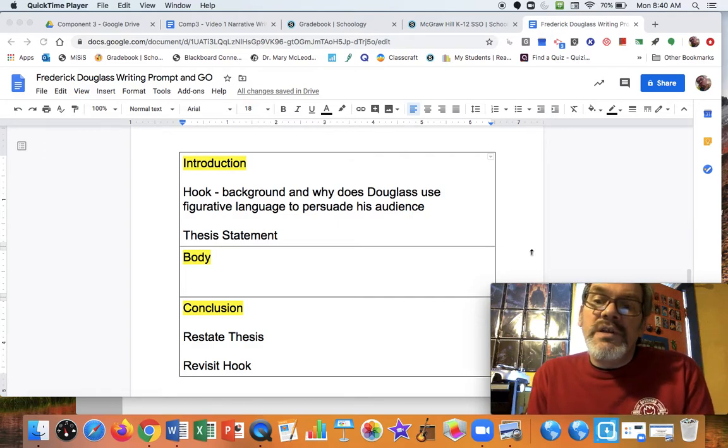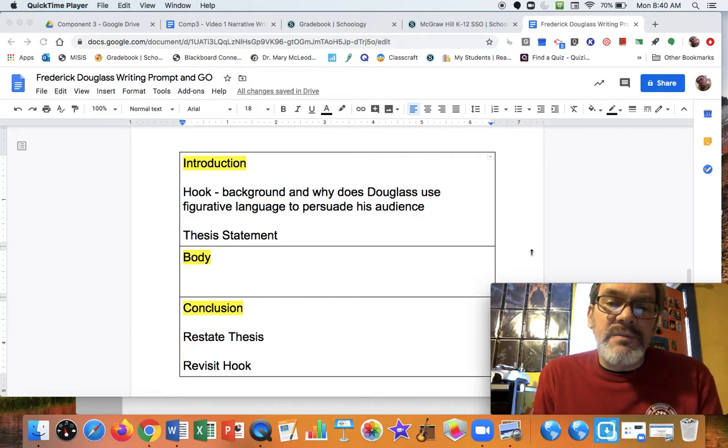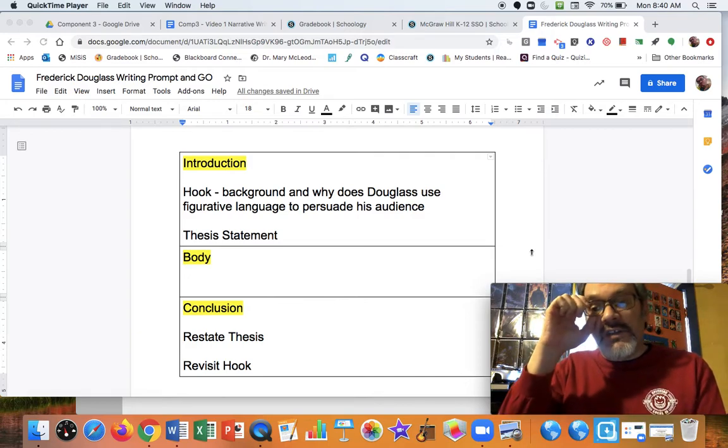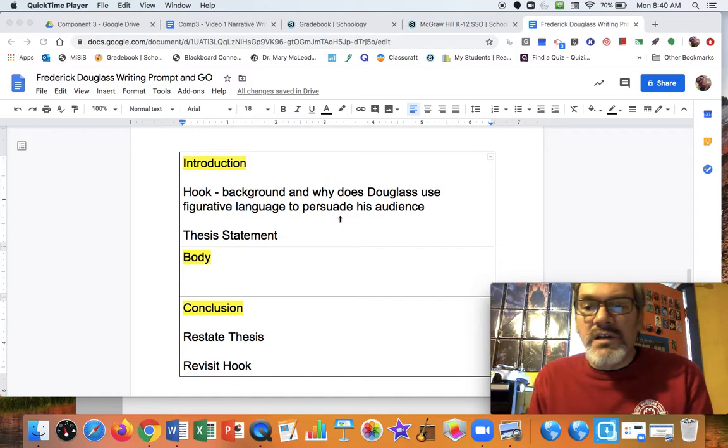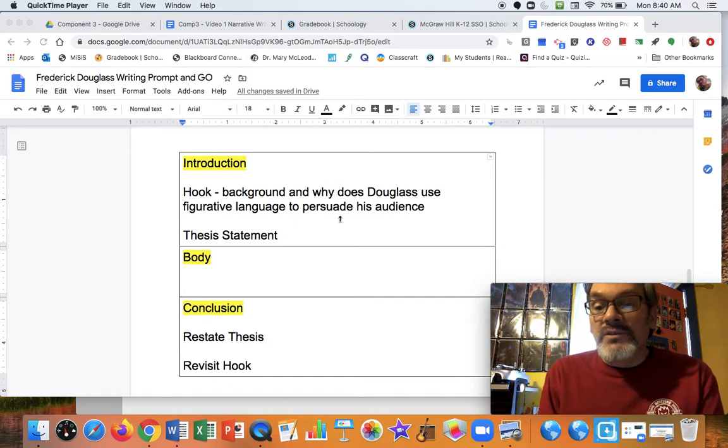And so this use of personification and metaphor can help people understand that. And so I would give the background of, when he was a child, how he had to struggle to learn to read. It was against the law. And then how it tormented him and how he used figurative language to help his audience understand.